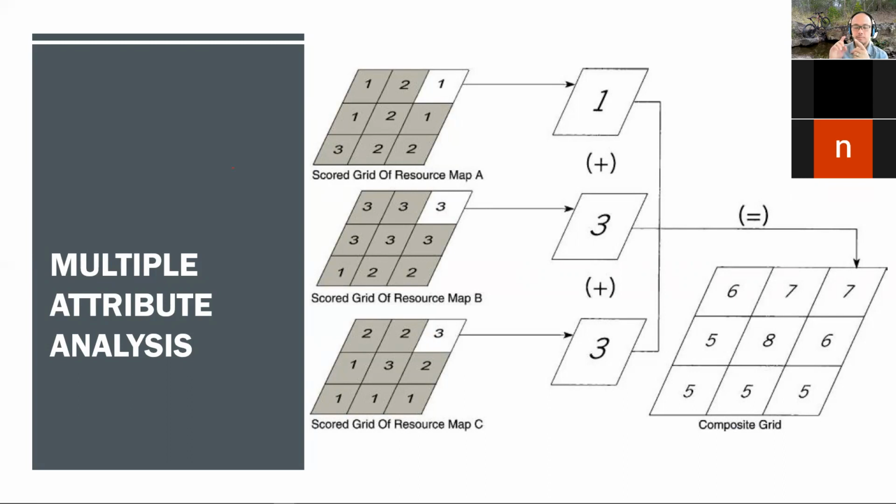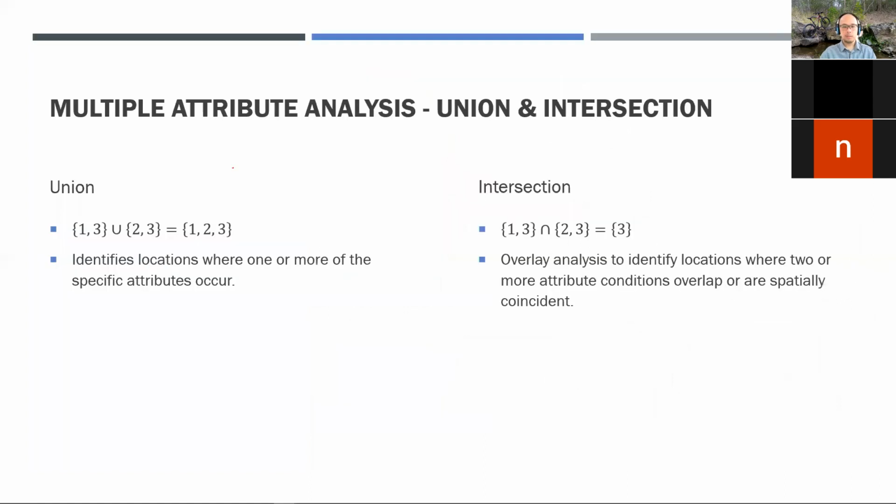The intersection and the union analysis are the two most common and useful algebraic functions performed on attribute layers. So you can either unite or intersect different layers to give you the desired results, such as this.